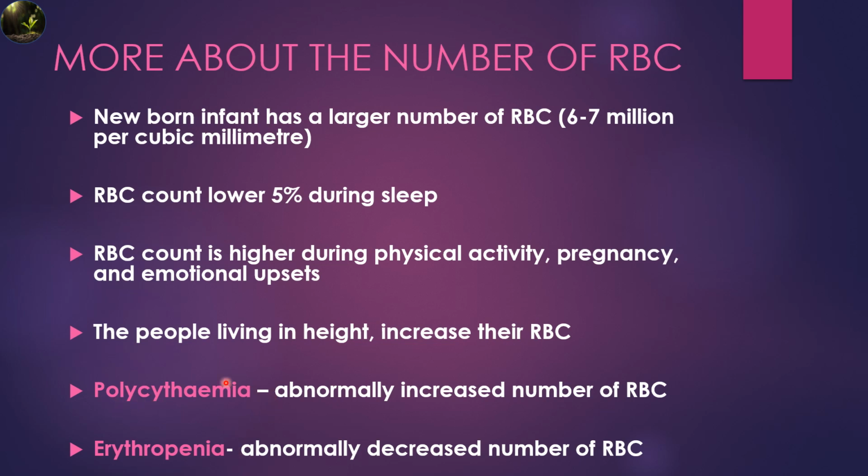Then the other two terms, polycythemia and erythropenia. These are very important. An abnormally increased number of RBCs we call polycythemia. This is a technical term; you have to remember it. An abnormally decreased number of RBCs we call erythropenia. How will you remember this? Poly means more, so increased number is polycythemia. Decreased number is erythropenia.